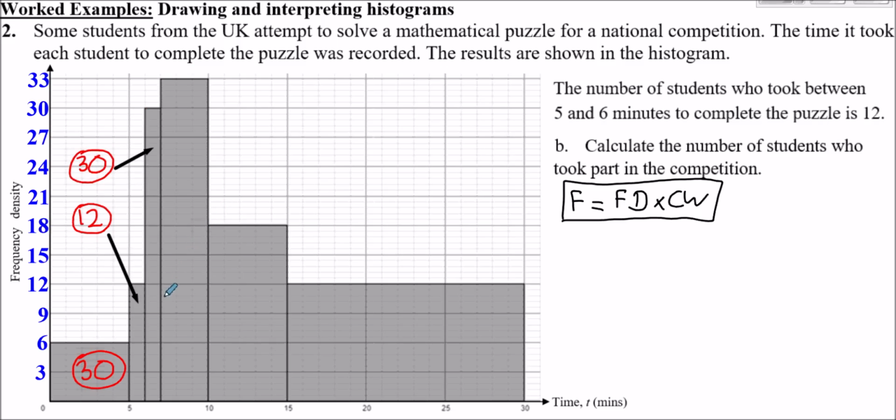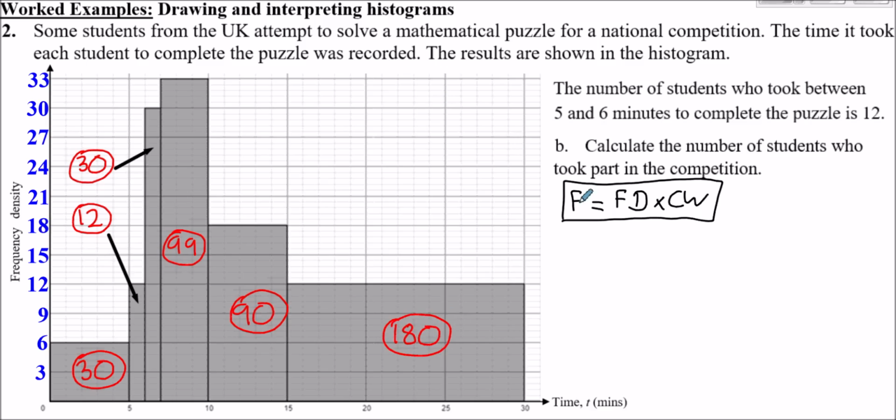This bar next to it, from 7 to 10, that's a width of 3 and a height of 33. So class width is 3 multiplied by the density of 33. 3 times 33 is going to be 99. This bar here we worked out in part A, from 10 to 15, that represented 90 students. And this final bar, the frequency density of it is 12. The class width from 15 to 30 is 15. 15 multiplied by 12 is 180.